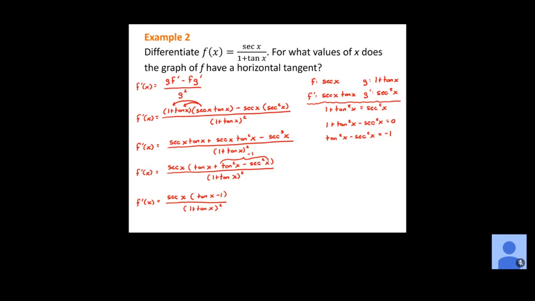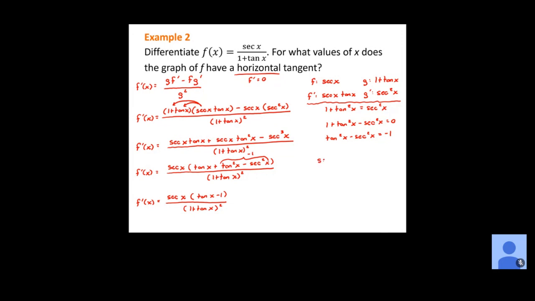Okay, so the derivative overall, right? So horizontal tangent, this means that f prime needs to equal 0. But if we have a fraction like that, for the fraction to be 0, what would have to be 0? Just the numerator, right? So we can ignore the denominator altogether because we know in this case for the overall derivative to be 0, the numerator itself needs to be 0.